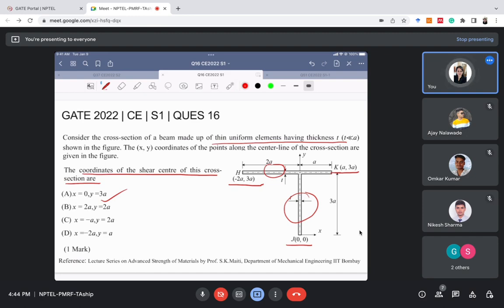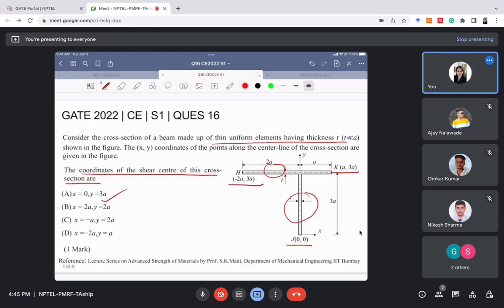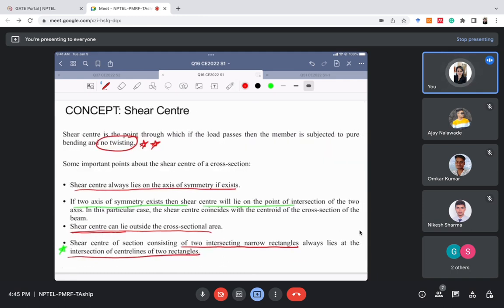If you know this important point, that the shear center of two intersecting narrow rectangles will lie at the point of intersection, then you could easily tick mark this option. I hope it is clear to you, and if it is clear, let me ask you one related problem. Is it clear? I think it was not very difficult. So please remember these 4 points and the definition of shear center.